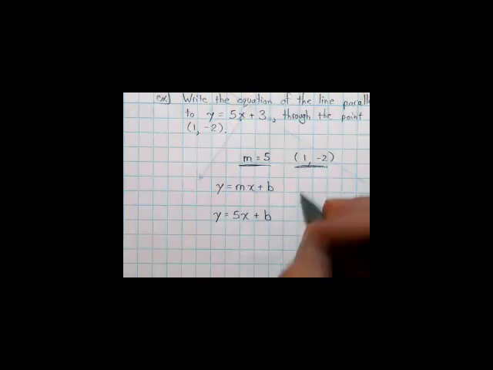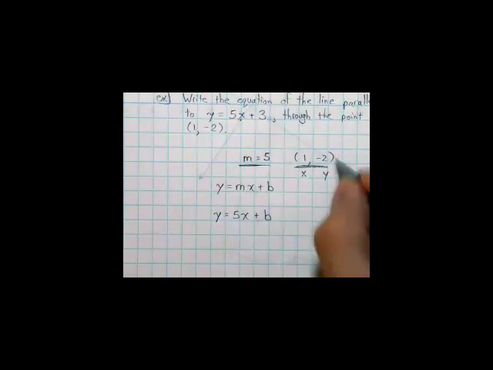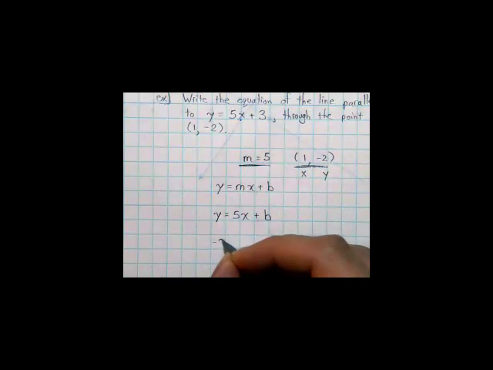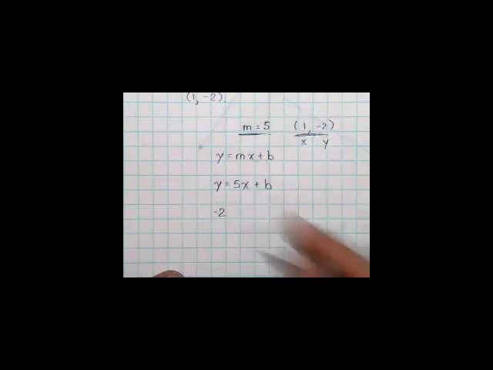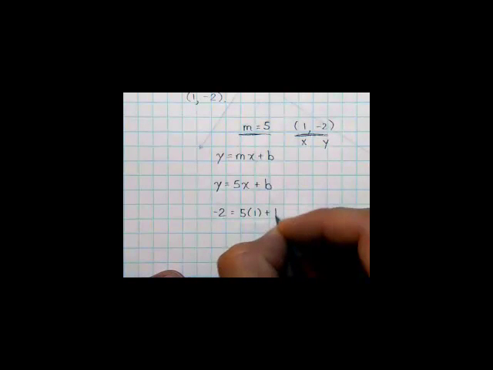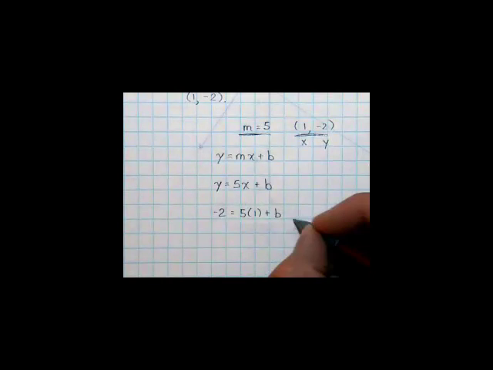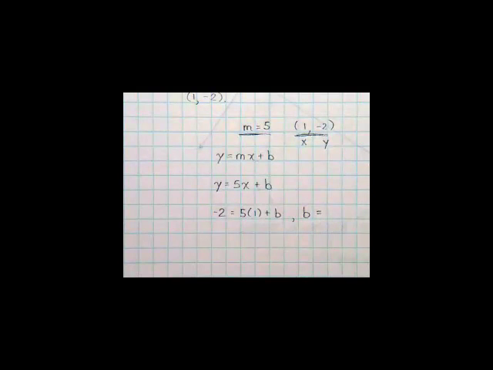So let's plug in. The 1, remember, this is x, this is y. So 1 goes in for x. Negative 2 goes in for y, so I've got negative 2 equals 5 times 1 plus b. So if I multiply 5 times 1, that's 5. Subtract it to the other side. What's b have to be here then? Negative 7. Yeah, negative 2 minus 5 is negative 7.